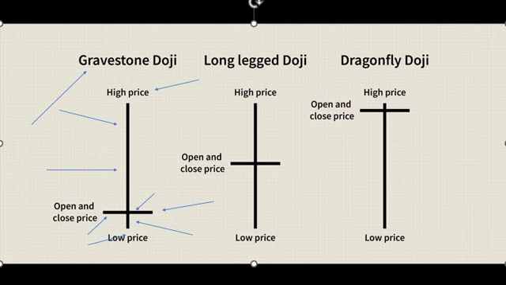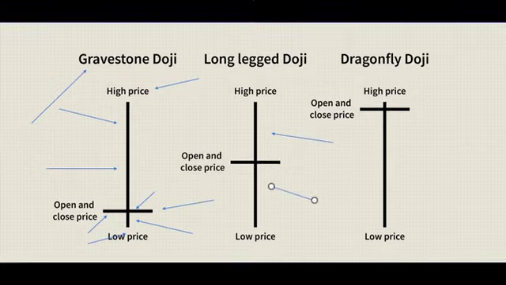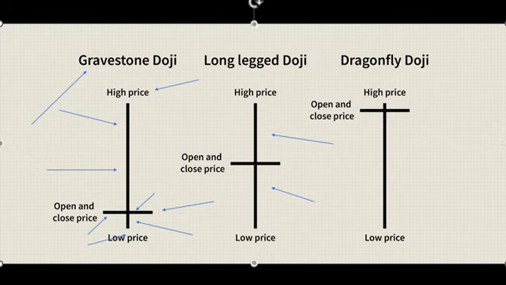Okay, so let's move on. The next one is the Legged Doji. In a Legged Doji, we have a big shadow on both sides, at the upper side and at the lower side, and a very small body in the middle of the candle. This is the high price of our candle and this one is the low price of our candle, and the opening and closing price.